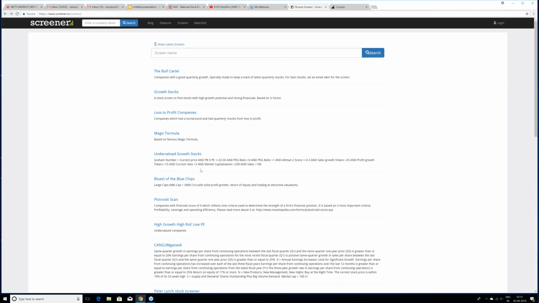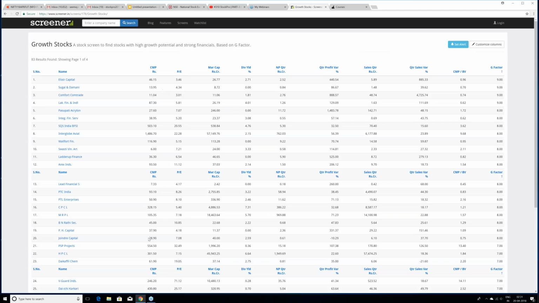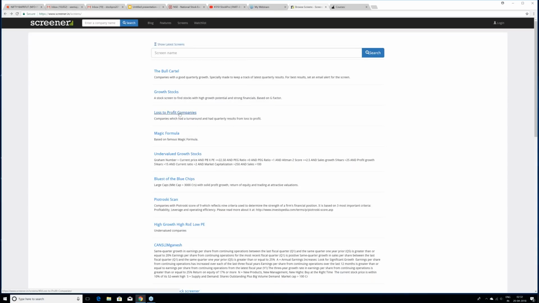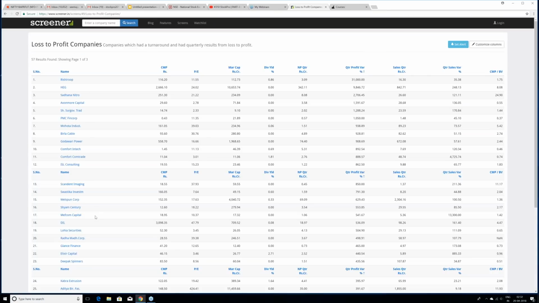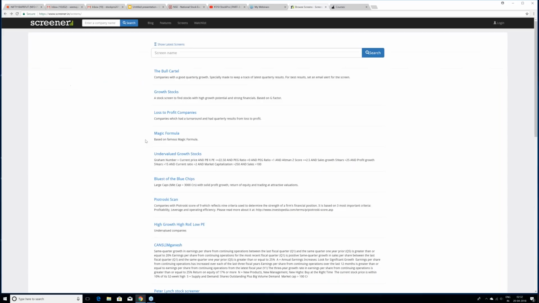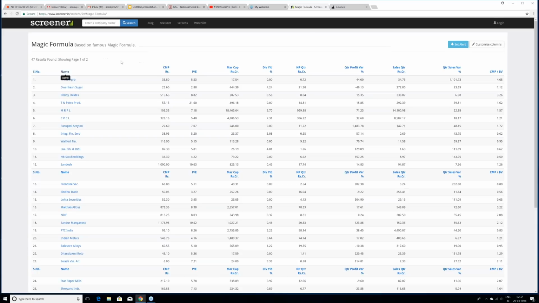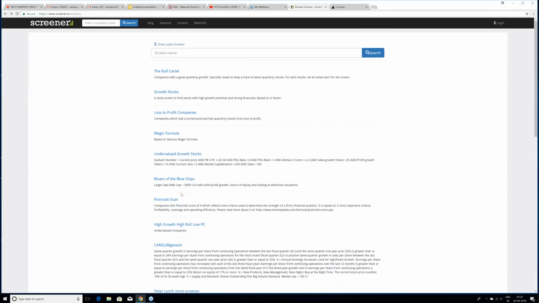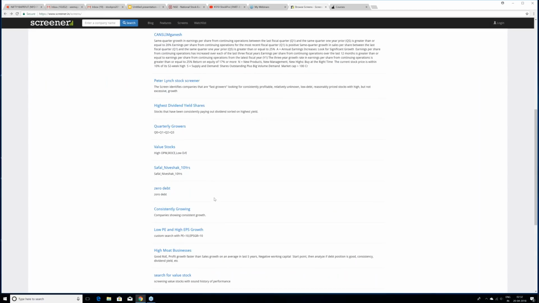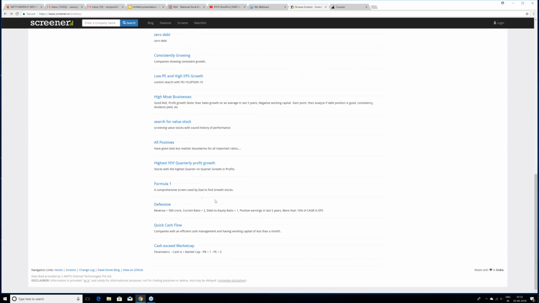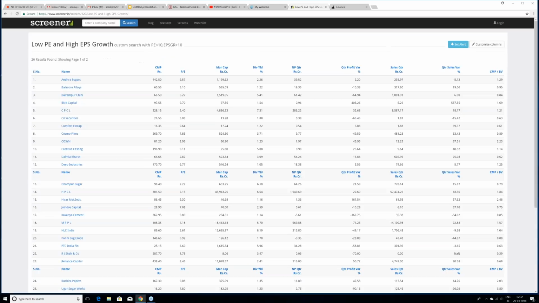These are growth stocks, where the market expects them to grow. Then you can go to the next, which is loss to profit making companies, the companies which were in loss and now are profit making, right? And then you can go further to the magic formula. Again, you get certain companies, but I would suggest that you go to the filter that I felt was a good one: low PE and high EPS growth, right?